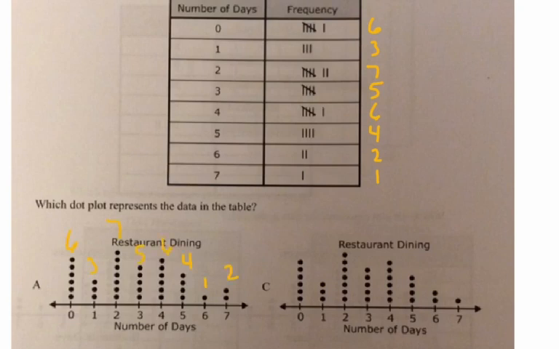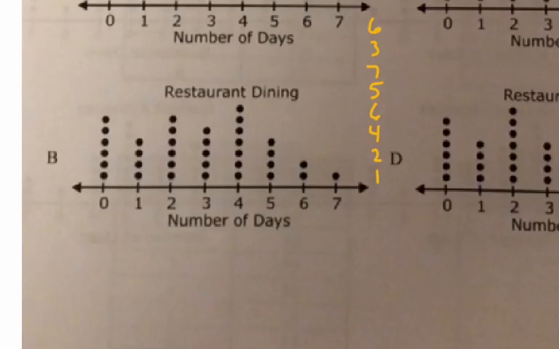So when I look at it, I see that number of days 0 should have 6, which it does. 1 should have 3. 2 should have 7. 3 should have 5. 5 days should have 4. 6 days should have 2. So that's my first mistake. So A is out. Okay, so now I'm going to check B.